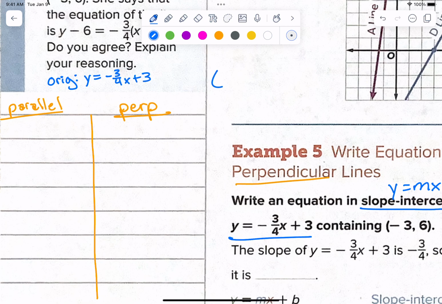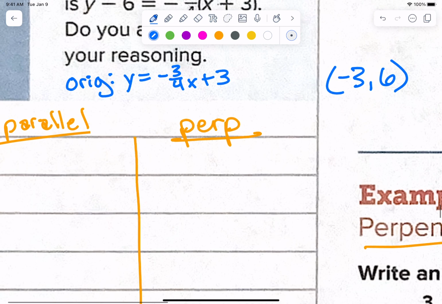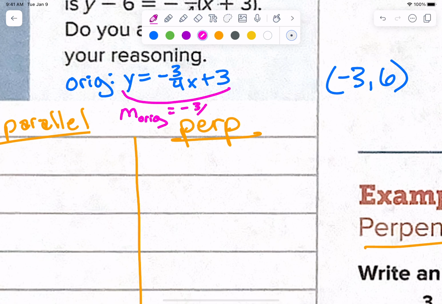Negative 3 comma 6. Those are the 2 pieces of information it gives me. That's what I'm working with. I want to write a parallel line, and then we're also going to do a perpendicular one just because I know they're going to ask. Here's the deal. This guy right here, his slope is what? Negative 3/4. My original slope is negative 3/4.